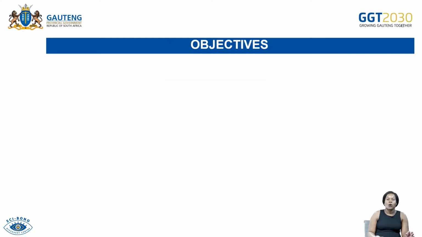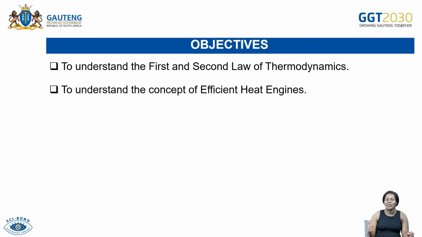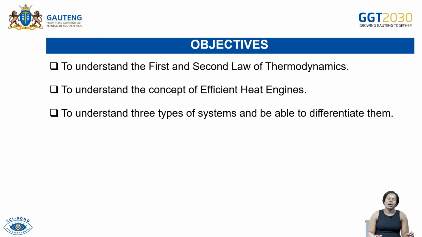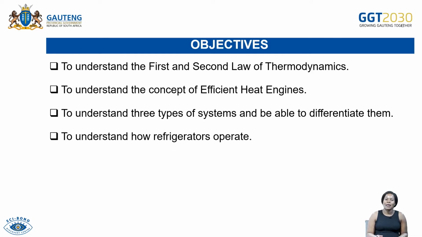Our main objectives for today, by the end of this lesson, I want you and I to be able to understand the first and second law of thermodynamics, also to apply them, because application is very important, to see where we can apply the first law and where the second law is applicable. Secondly, we're going to be able to understand the concept of efficient engines. We want to understand the three types of system that exist and be able to differentiate between them. And also I want you and I to be able to understand how refrigerators operate.